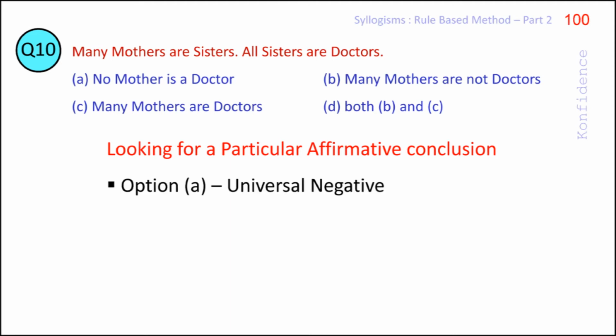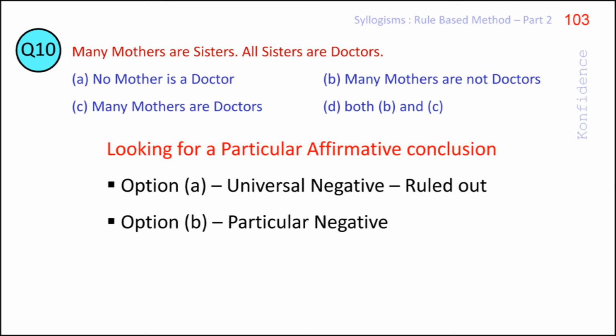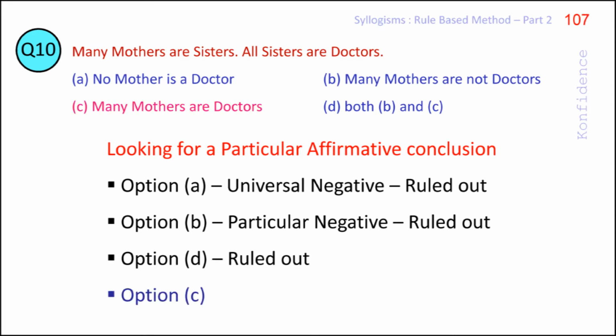Option A, which is a universal negative statement, is ruled out. On the same lines, option B, which is a particular negative statement, is ruled out as it is negative in nature. Since option B is ruled out, option D is also ruled out. So the answer should be option C, which is both particular and affirmative.